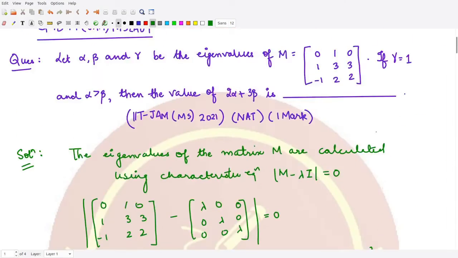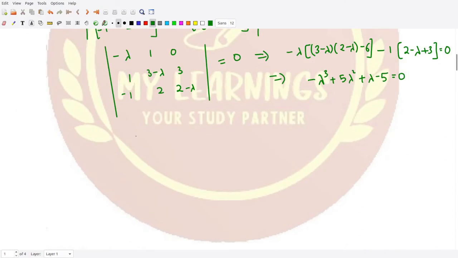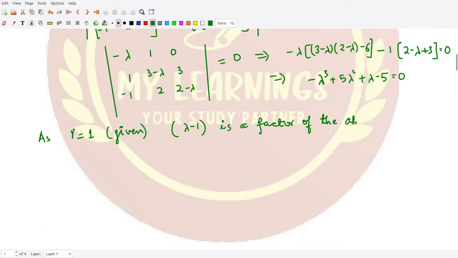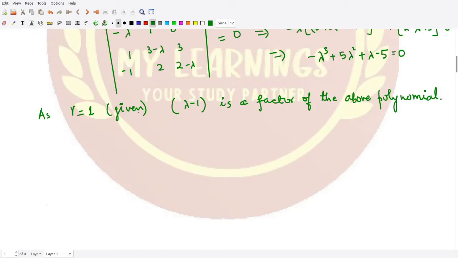So one root is already known to us, that is gamma is equal to 1. That means lambda minus 1 is a factor of the above polynomial, right? Why? Because one root is already known to us in the form of the eigenvalue gamma equal to 1. So if lambda is equal to 1, you have lambda minus 1 as one of the factors of this polynomial. So we could very easily divide this polynomial by lambda minus 1.